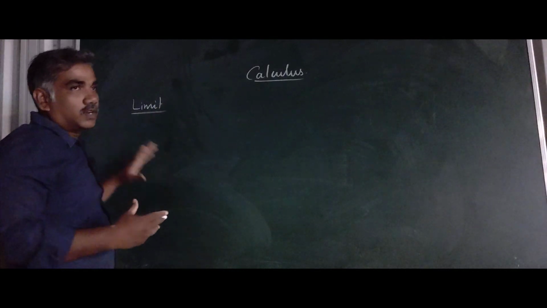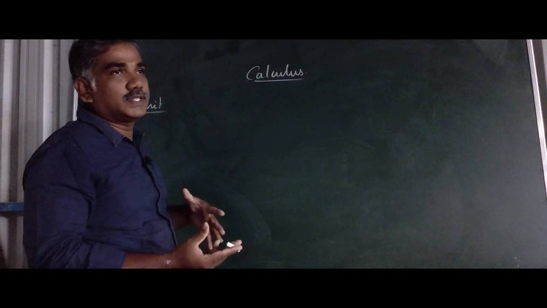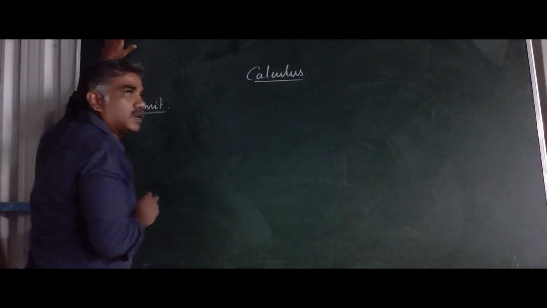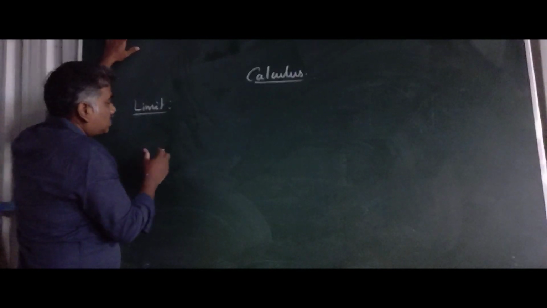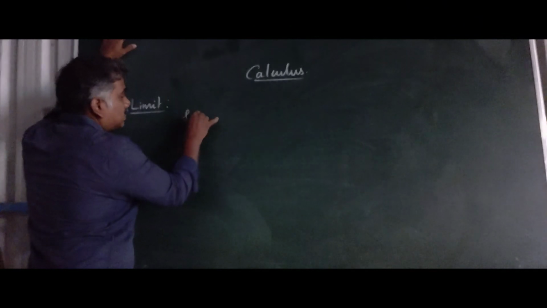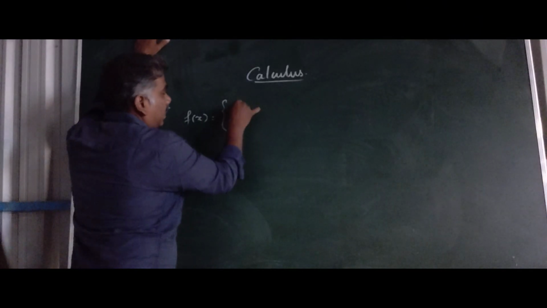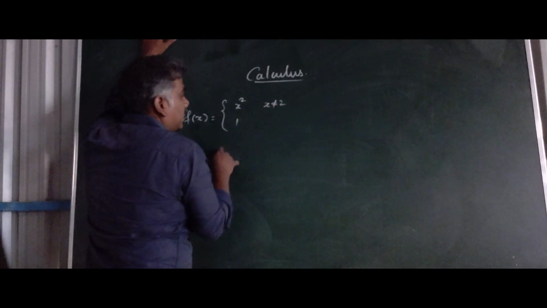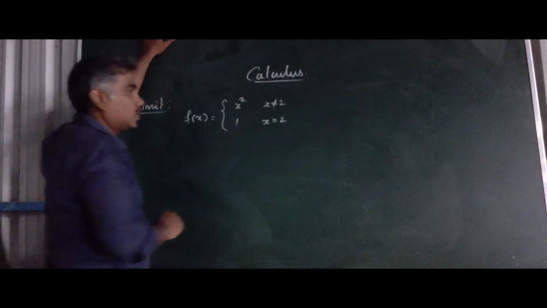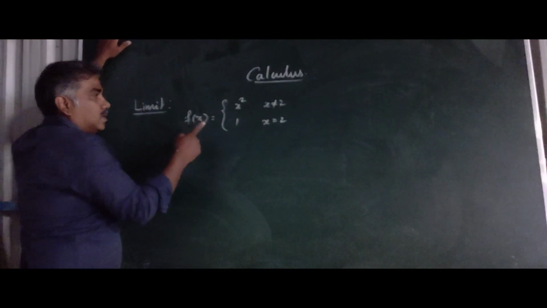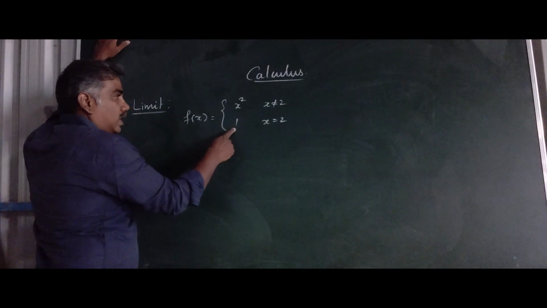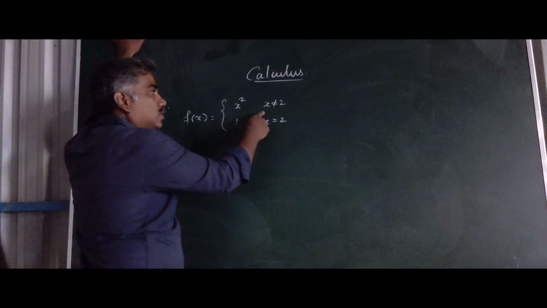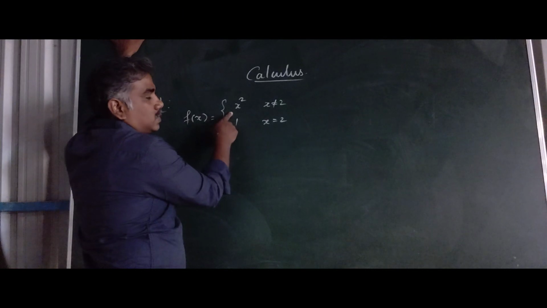Let me have a small introduction about the limit, and then we will go to see what is differentiation and integration. So what is this limit? To explain this concept, let us have a small example. The function f of x is a split function, f of x equals x square, where x is not equal to 2, and it is 1 for x equals 2. It means for x equals 2, the value is 1, for x not equal to 2, the function is x square.